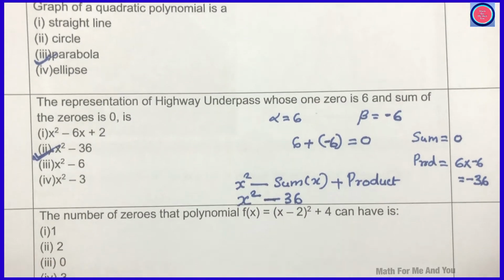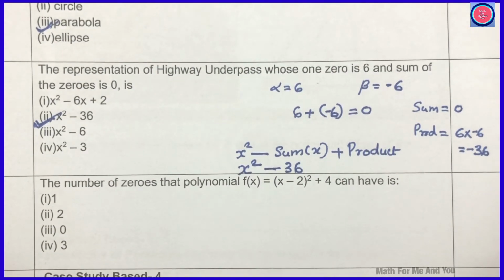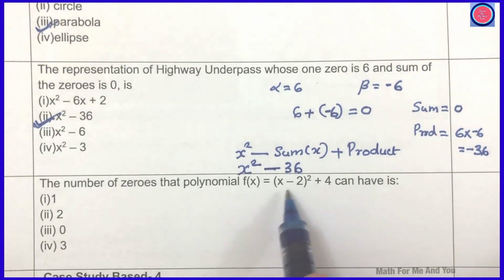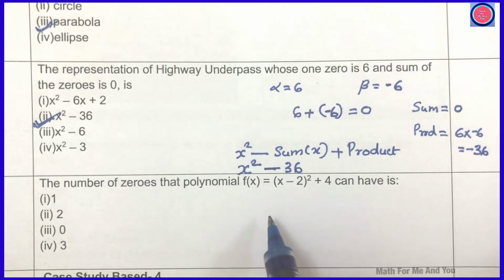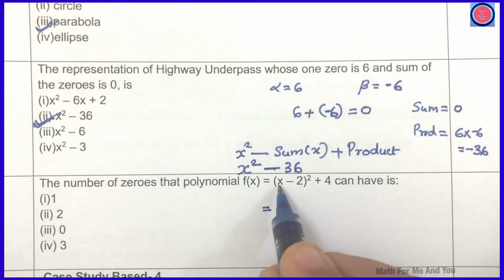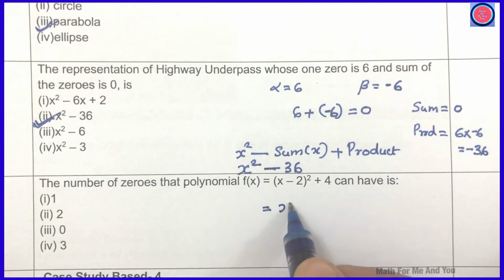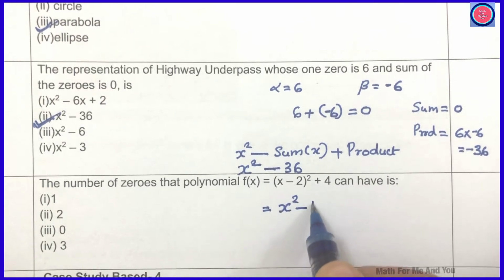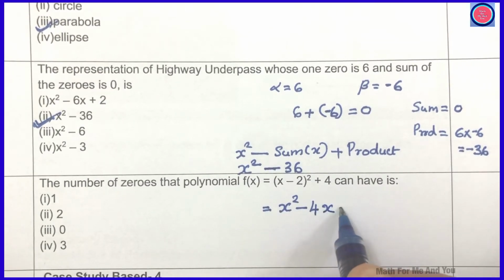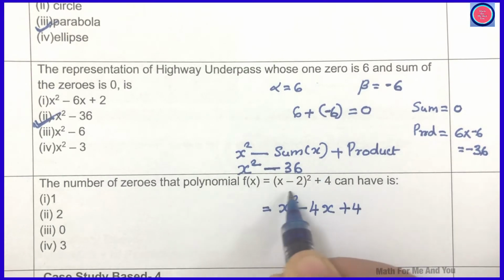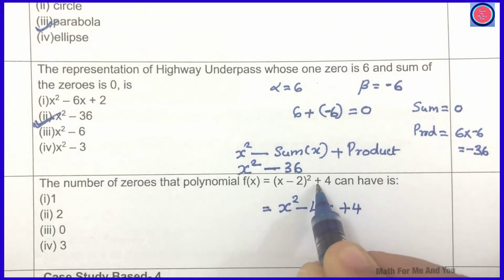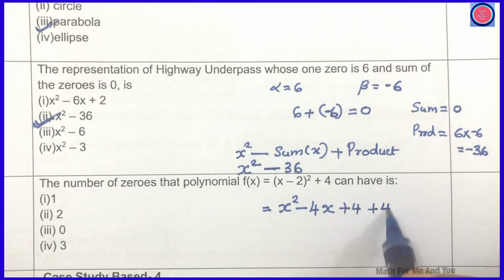Next one. The number of zeros that polynomial f of x equals x minus 2 the whole square plus 4 can have. So first we can remove the bracket. x minus 2 the whole square. We remove the bracket using the identity a minus b the whole square. So we can write x square minus 4x plus 4. This is expansion of x minus 2 the whole square. Then plus 4. So write plus 4.